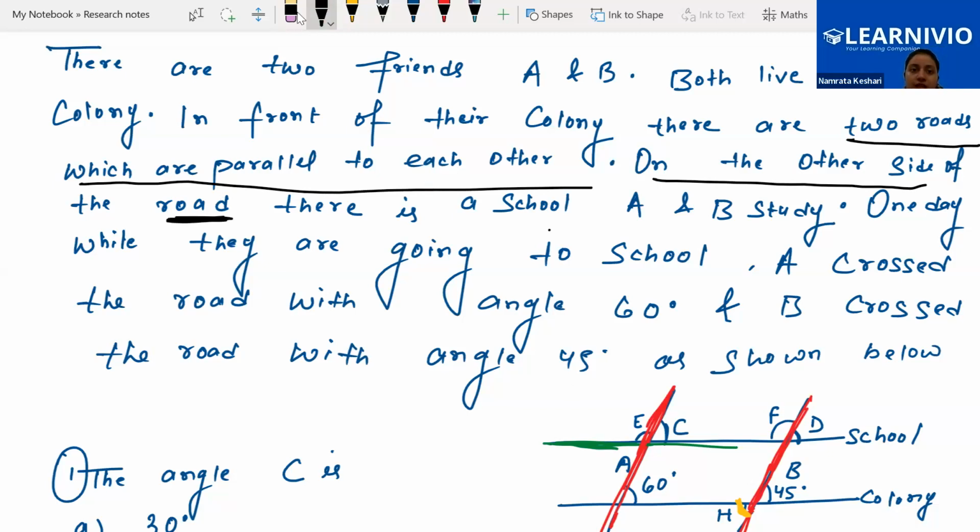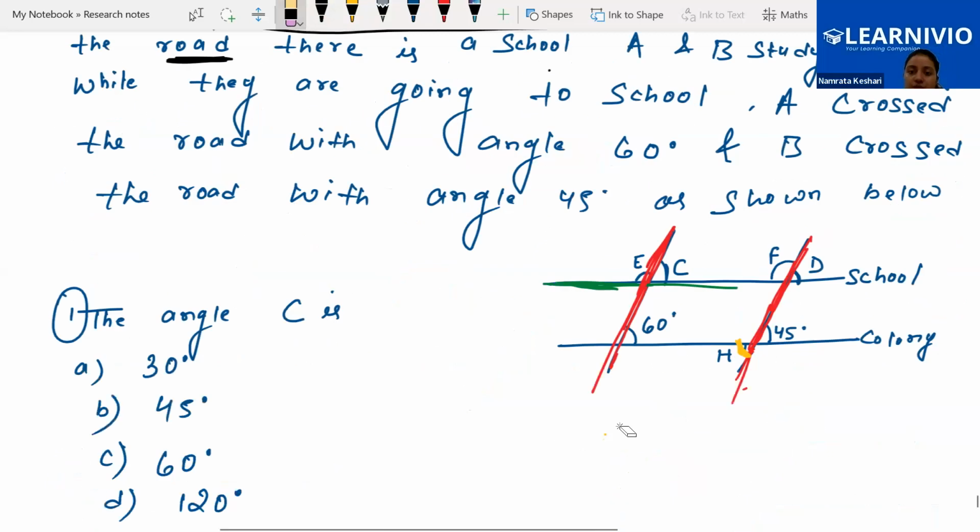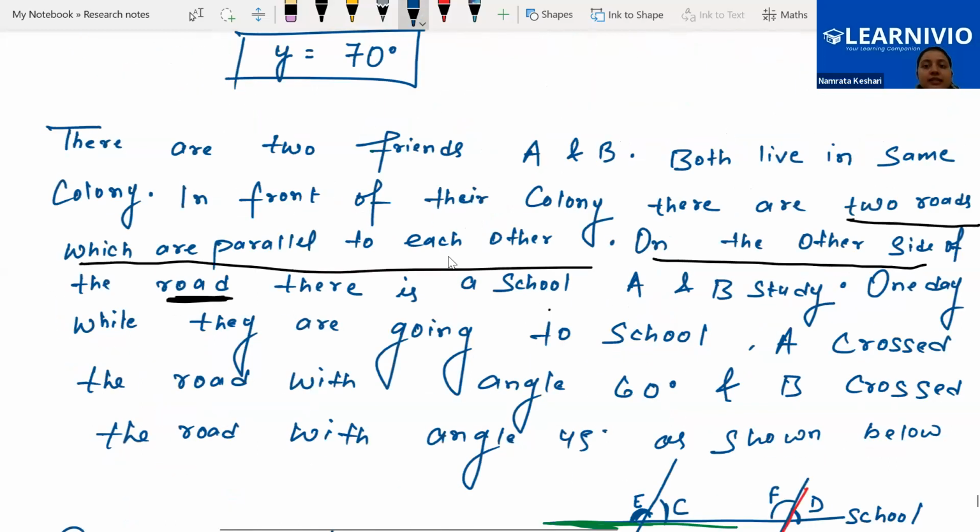It must be written clearly in the question. Since I have taken the question from one of the worksheets, the place of A and B must be sitting at a proper place. Otherwise, it is creating confusion. Wherever A and B is mentioned, it is not mentioned properly. That's why the confusion. If we focus on the question, it says that two roads are there which are parallel to each other, and on the other side of the road there is a school. Getting it? So we were taking that these two lines are parallel.